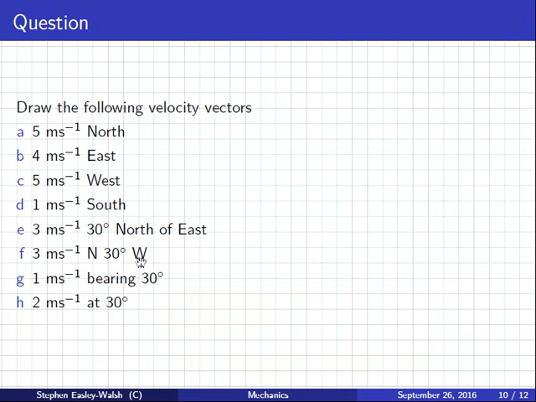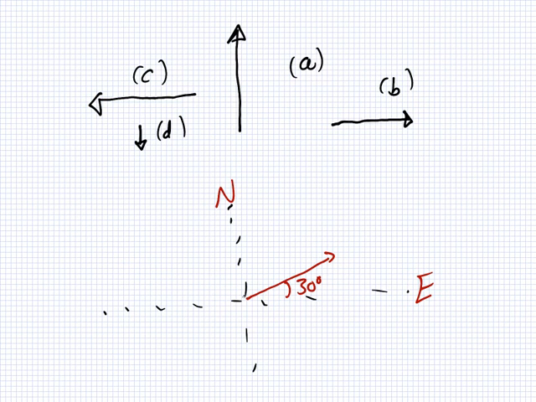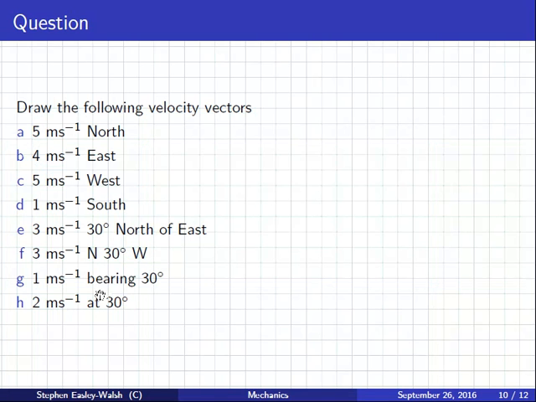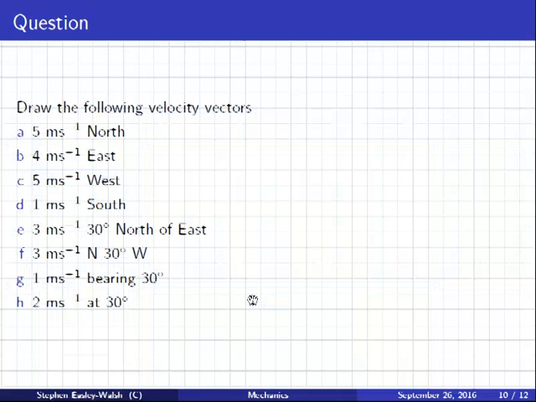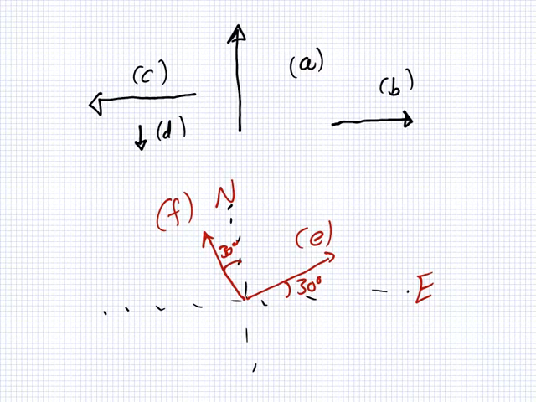What about the next one? North 30 degrees west. North and then west. How much west? 30. So this would be it here. This is E and this is F then. Right, what about this one? Bearing 30 degrees. Bearing is north and then you turn clockwise. That's it. And what's the size? 1. So it'd be like here, and this is 30 degrees, and that's G.